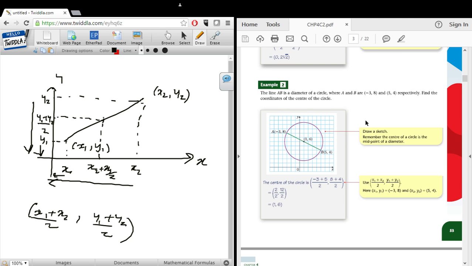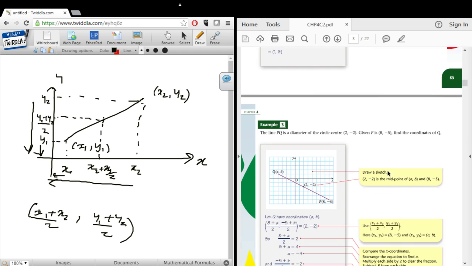Example 2, the line AB is a diameter of a circle. Diameter is essentially one point from one side of the circle to the other side, which is shown by a straight line, or it's the radius multiplied by 2, where A and B are these points respectively. Find the coordinates of the center of the circle. Again, you can see it's going to be the midpoint, because the midpoint of the diameter of the circle is the center. Okay, so that's straightforward, just something for you to know.